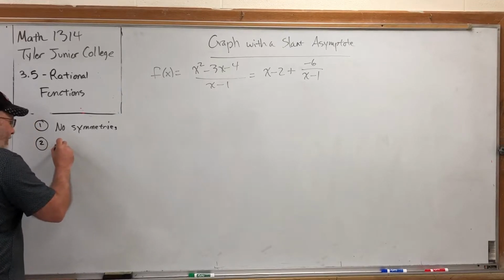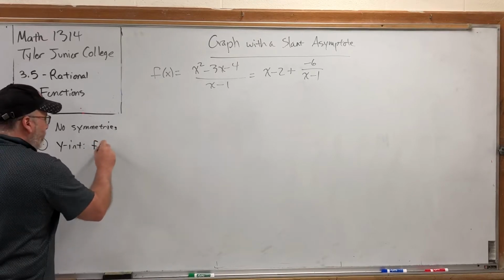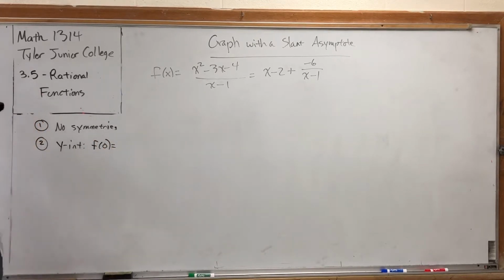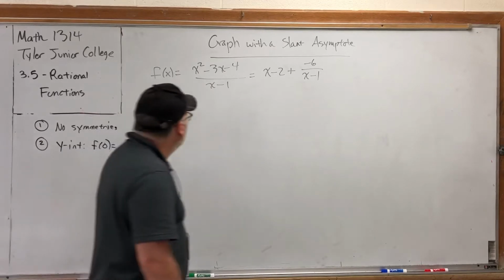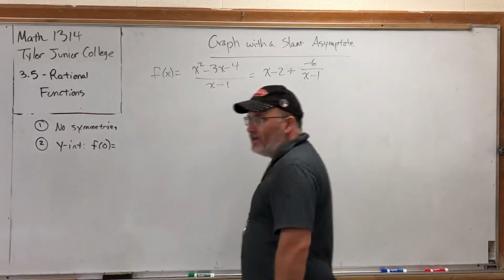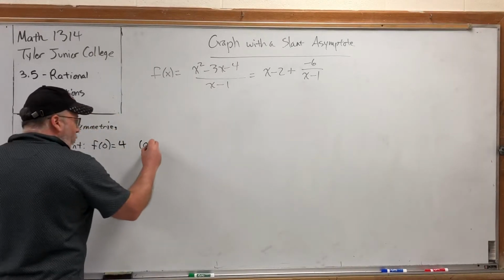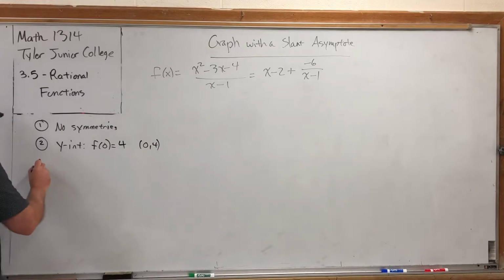For the y-intercept, we simply have to substitute 0. Substituting 0 will not give us a problem because it doesn't make the denominator equal to 0. If we put 0 on the top, we get negative 4. If we put 0 on the bottom, we get negative 1. And negative 4 over negative 1 is 4. So we will have a y-intercept at (0, 4).